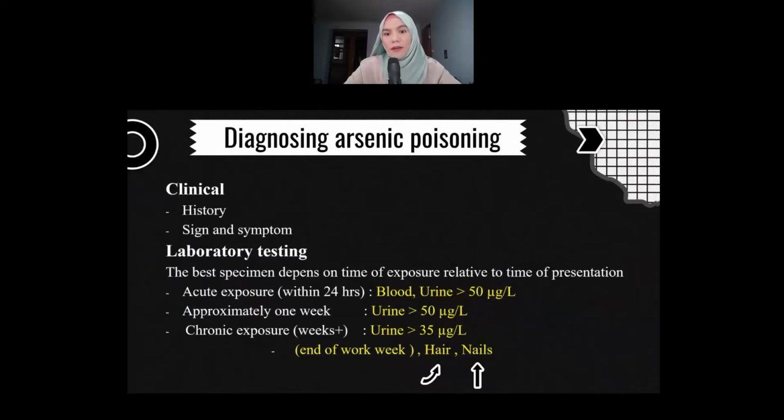The best specimen depends on exposure related to time of presentation. If the patient has acute exposure within 24 hours, we can use blood and urine. The arsenic level is more than 50 micrograms. If the patient was exposed approximately 1 week ago, we can use urine. The arsenic level is more than 50. For chronic exposure, urine more than 35 micrograms. And for the end of the work, it can accumulate in hair and nails. In this case, you can see the Mees' lines.